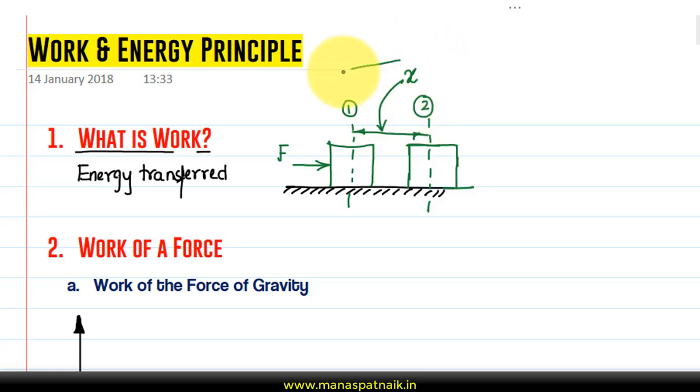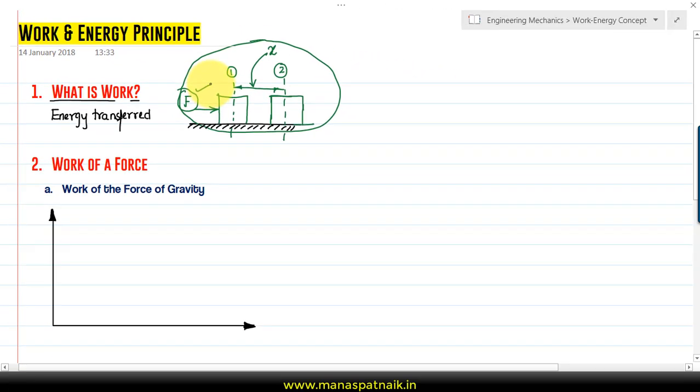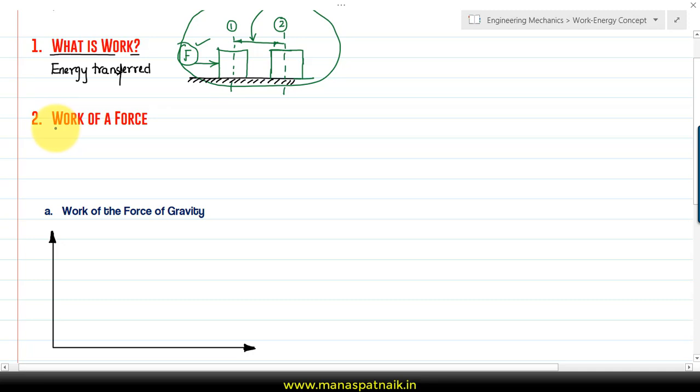So this overall event is happening because of whom? Because of the application of force F, and this overall event is what you refer to as work. So whenever there is a force and there is some displacement because of this force, you'll say that work has been done. That's it. So let's go ahead with the work of a force.